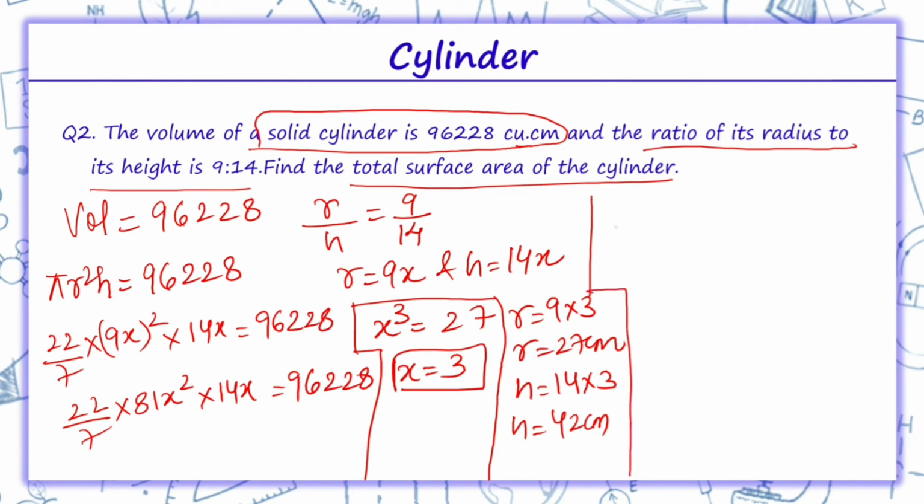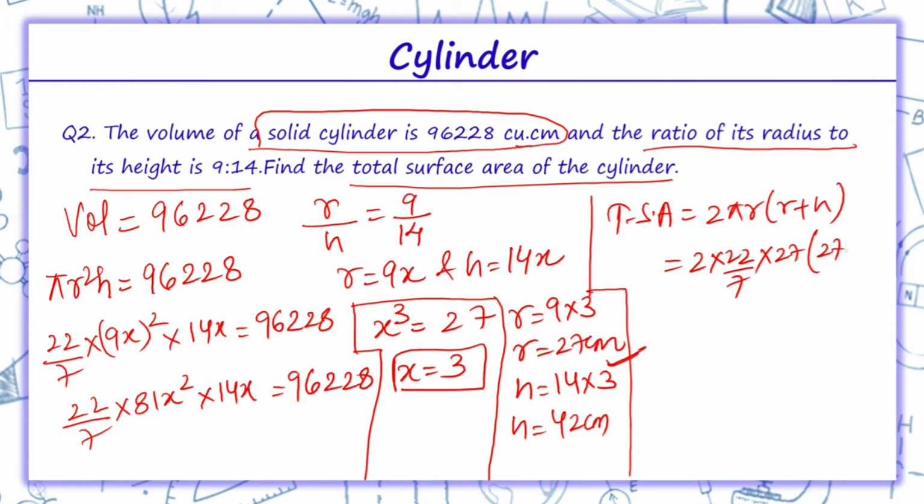Now what have they asked? They have asked total surface area of cylinder. So this is 2πr(r + h). So 2 into 22/7, r is 27 and then 27 plus 42.